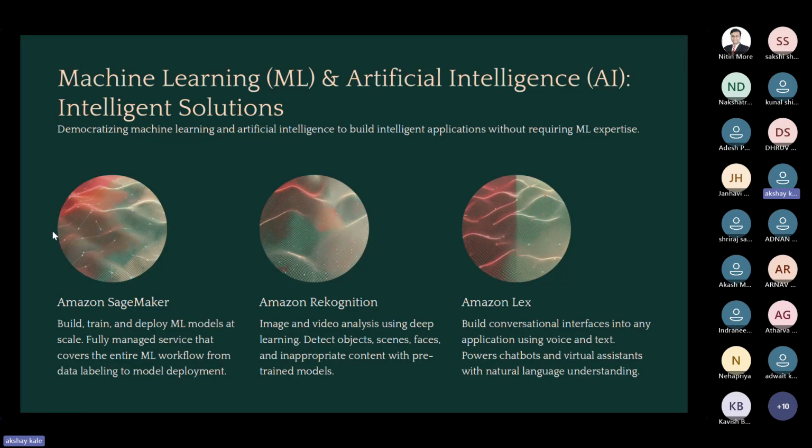Amazon Rekognition, image and video analysis using deep learning to detect objects, scenes, faces, and inappropriate content with a pre-trained model. And last one is Amazon Lex, build a conversational interface into any application using voice and text, powering chatbots and virtual assistants with natural language understanding.